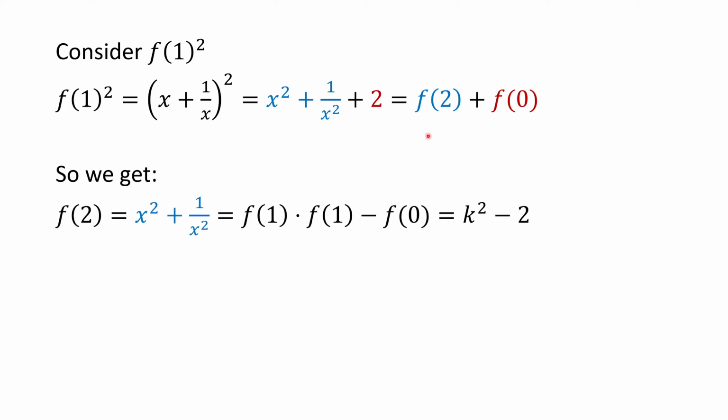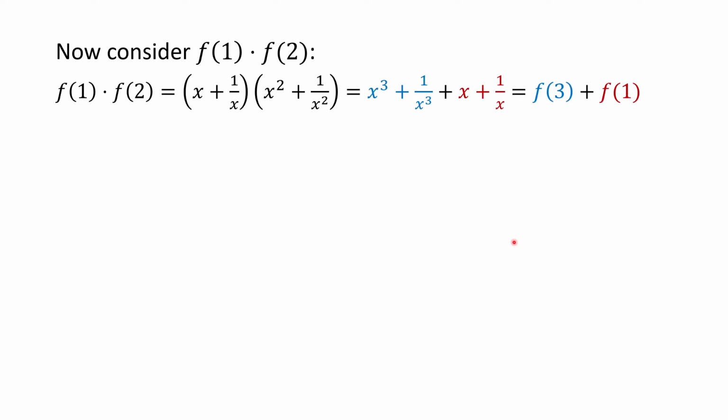So if we rearrange a little bit, move the f of 0 over to the other side, then we see that f of 2, which is x squared plus 1 over x squared, is equal to f of 1 times f of 1 minus f of 0. Now, since we know f of 1 and f of 0 already, we can just substitute that this is going to be k squared minus 2, if we wanted f of 2 directly. But we're going to look for a general rule here.